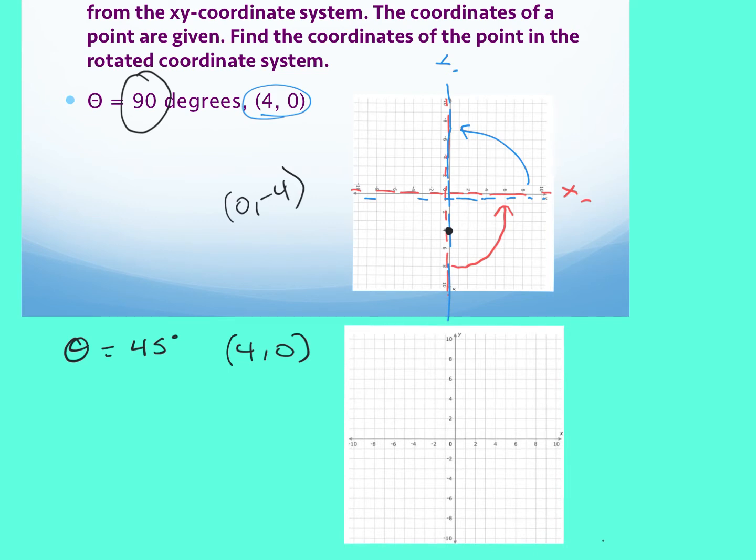I'm going to plot my 40. Now, what would a rotation of 45 degrees take me to? Like halfway. About halfway. Quadrant. So this becomes x prime, and this becomes y prime.